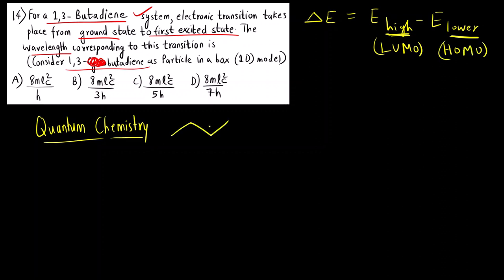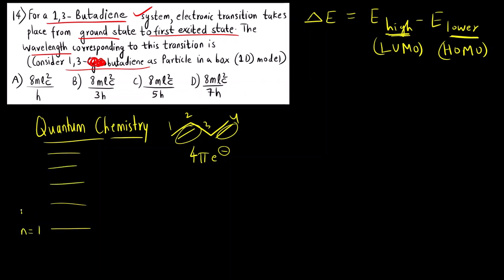Okay, 1,3 butadiene. This is 1,3 butadiene. 1, 2, 3, 4. 4 carbon buta. First and third position, there is a double bond. Total, how many pi electrons are present? 2 plus 2, 4 pi electrons are present. How do you write down the energy levels for this? It is going to be like this.